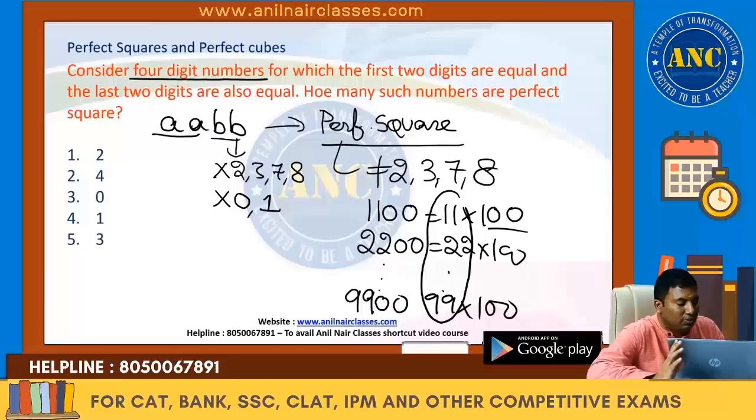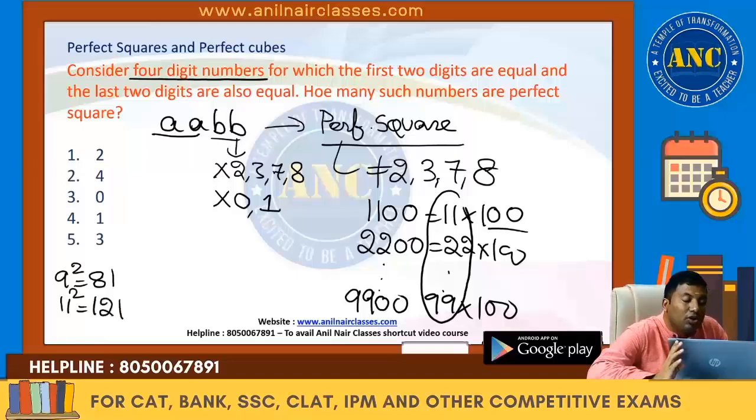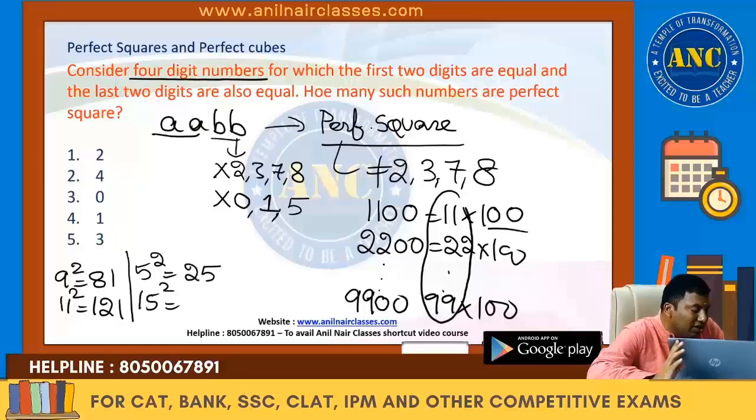1 is not possible because we already discussed 9 square is 81, 11 square is 121. If the units place is 1, the tens place will become an even number. But according to the question, tens place and units place should be the same. So 1 cannot be possible. 0, 1, 2, 5. 5 cannot be possible. Why? Because 5 square is 25, 15 square is 225. Any perfect square ending with 5 has tens place 2. But I want the last 2 digits same.